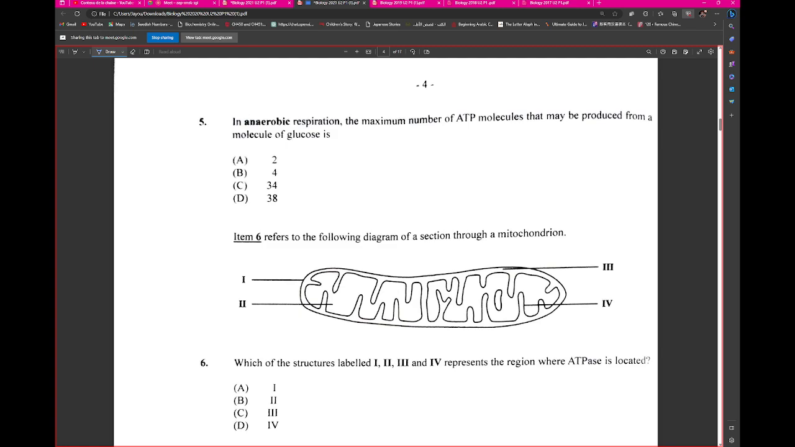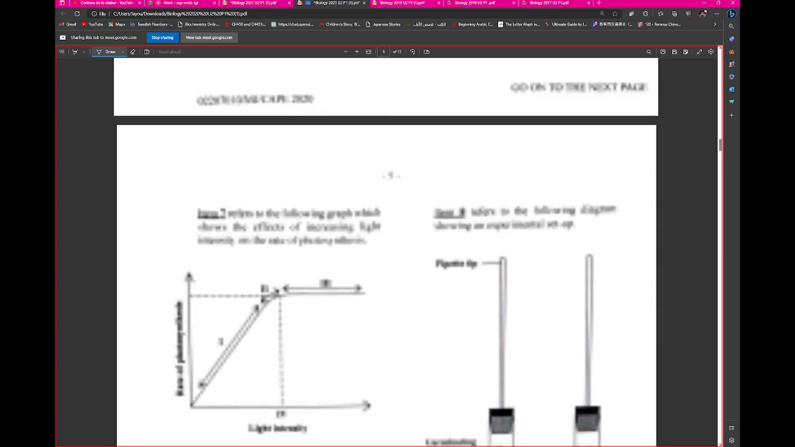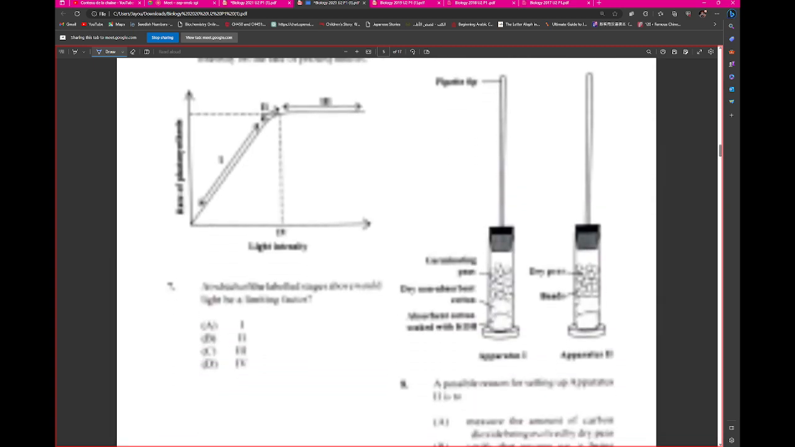So what are we looking for here? The maximum number of ATP molecules that may be produced would be 4. Where they ask for net production, it would be 2. Right, so that would be that. This one repeats. Let's look at this now.